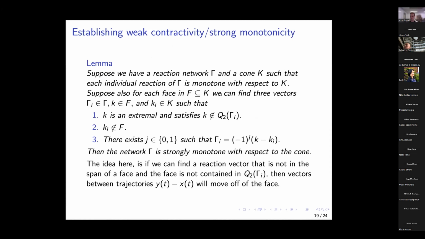So I mentioned strong monotonicity and weak contractivity, which we really want. It takes a little bit more work. So we have a technical lemma here that we can check to show weak contractivity or strong monotonicity. The intuition behind this lemma is essentially that if you have a cone with some face, you can find a reaction vector that pushes you off of the face. There are some technical details, but that's the intuition: just a reaction vector that will point kind of off of it.